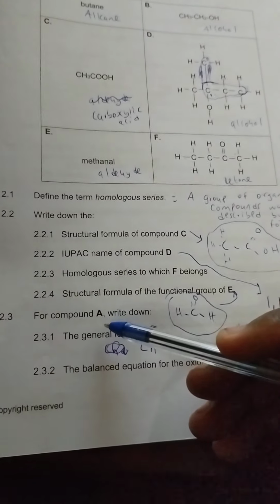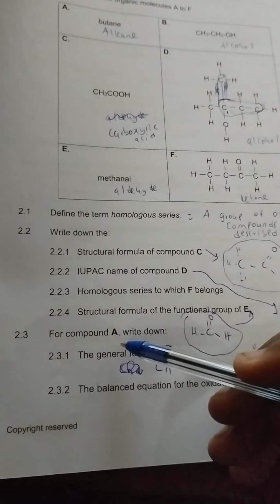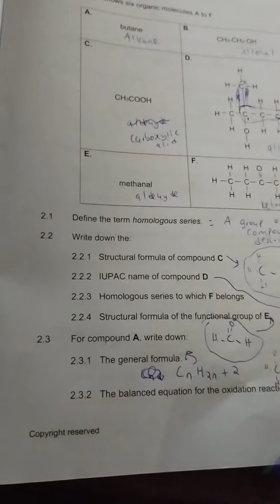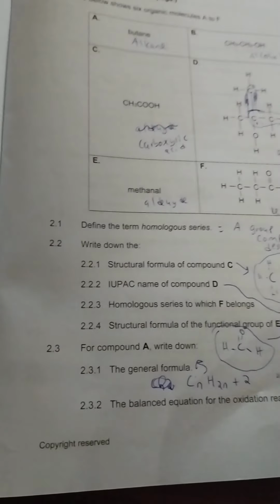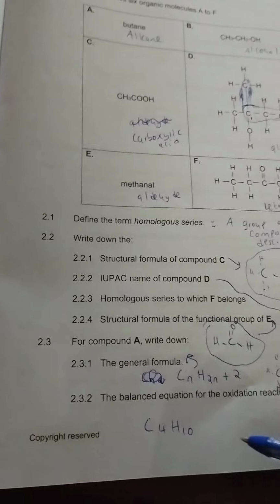The question is still number A. They're asking us to write the balanced equation for when A undergoes combustion. Number A is butane. Butane means 4, so it will be C4H10. That's the butane molecular formula.